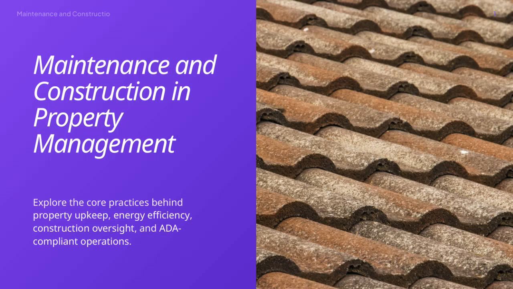Today, we're focusing on the essential aspects of maintenance and construction within property management. This topic covers the fundamental practices that ensure properties are well-maintained and operate efficiently. We'll delve into the importance of regular upkeep to keep buildings in good condition, strategies for enhancing energy efficiency to reduce costs and environmental impact, and the critical role of overseeing construction projects to ensure quality and safety. Additionally, we'll discuss compliance with ADA standards, which is vital for creating accessible and inclusive environments. Understanding these core elements is key to successful property management.